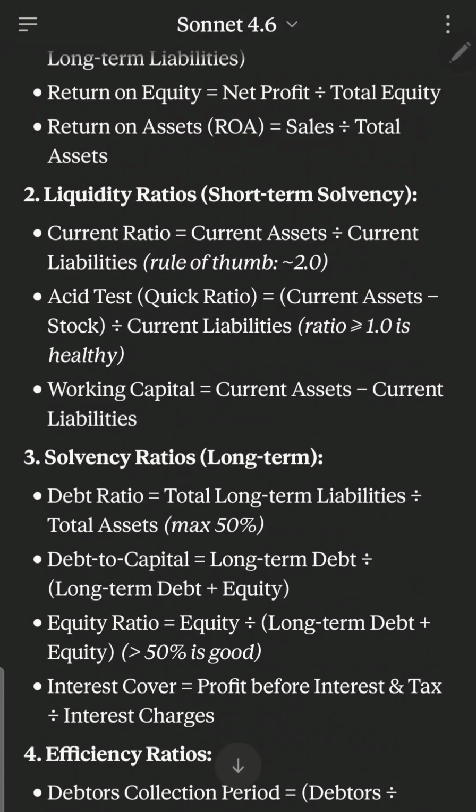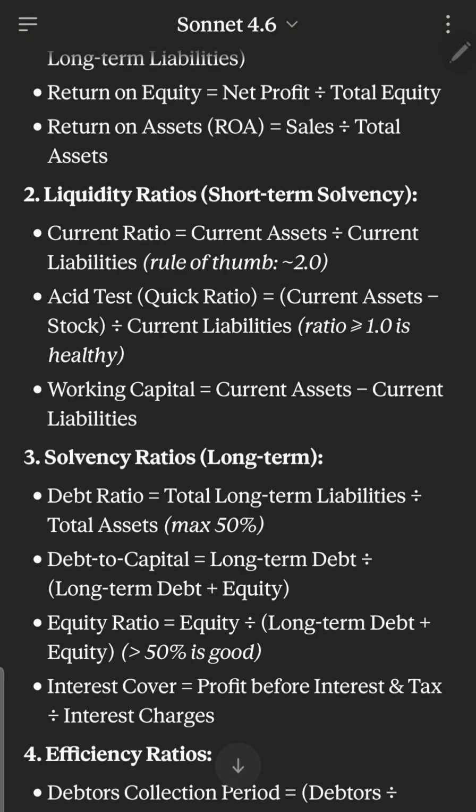Solvency ratio, I'm just going to go through them. So liquidity ratio is your ability to pay your debts in the short term. Solvency is your ability to pay debts over a long time. And for solvency ratios, the first one is the debt ratio, which is simply total long-term liabilities divided by total assets.